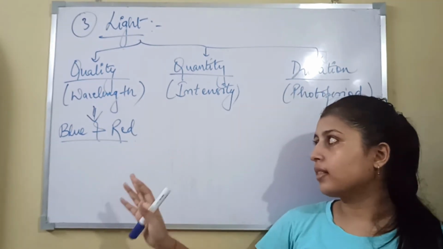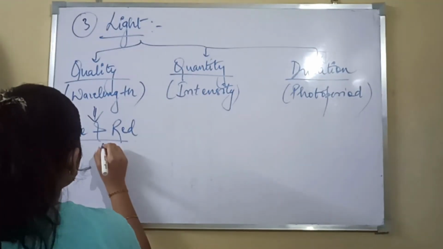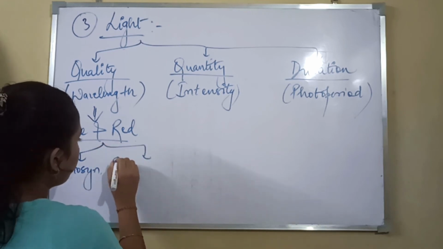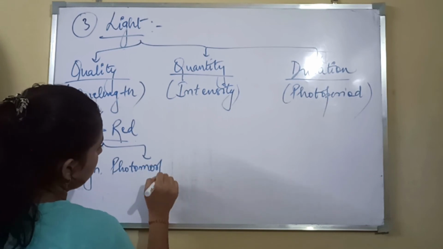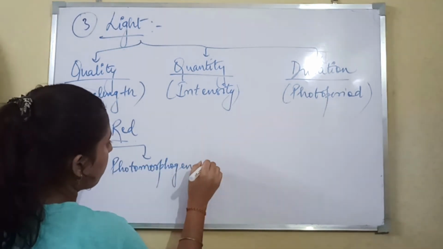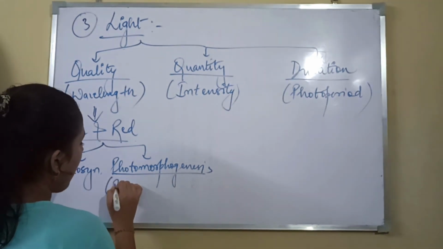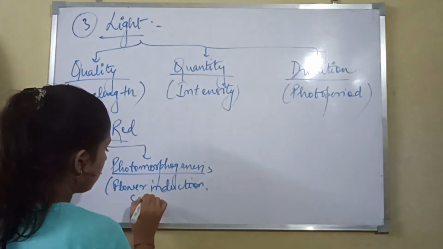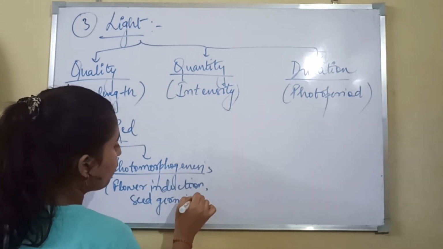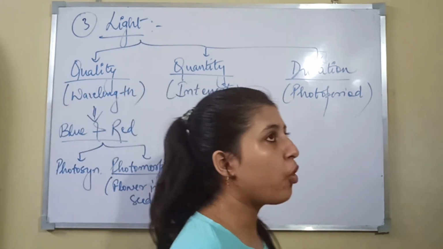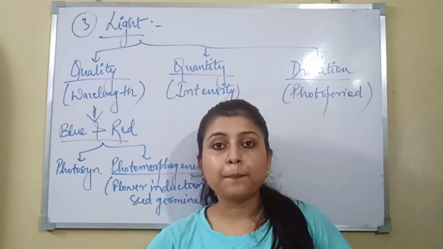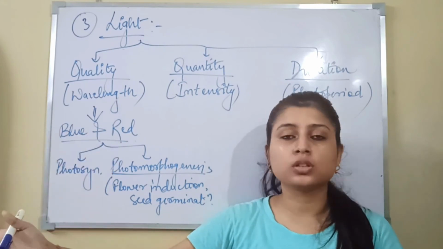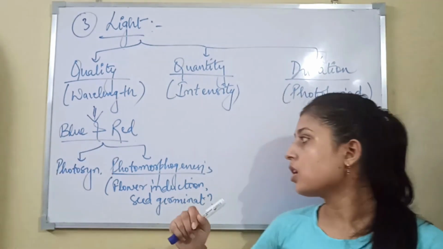Fine. So this is one thing, and also quality is regulating both photosynthesis and photomorphogenesis. Examples of photomorphogenesis are flower induction, right? Seed germination, etc. So it plays a very important role in deciding the developmental process, starting from seed germination to flower induction or the growth and development of the plant. Fine. So this is very important.